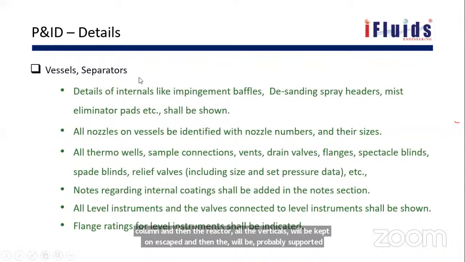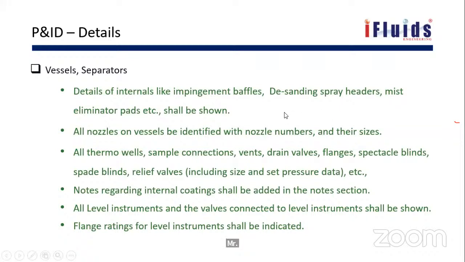Then for vessel separators, details of internals like impingement baffles, descending spray headers and mist eliminator shall be shown. For example, inside a separator there will be a separation section, and a momentum breaker at the inlet. Inside the separator there will be a partition plane for oil and water separation. At the bottom of the separator there may be heating coils for heating, in case of service with congealing fluid. At the vapor outlet there will be an impingement separator or a demister pad, and at the liquid outlet there will be a vortex breaker. All those things, the typical arrangement, will be shown in the P&ID. But the detailed drawing we need to see from the vendor only, in detail from the vendor drawing.